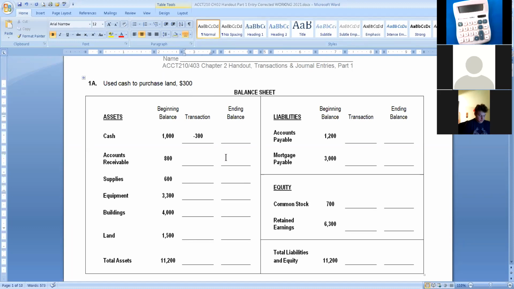And what else is going to happen? The land is probably going to increase. Yep, exactly. Perfect. So this land is going to go up by 300. So our new ending balance here would still be 800. Yeah, you just copy and paste if you want on these.